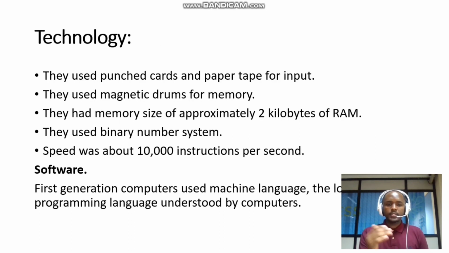Then this slide talks about the technology part of the first generation computers. They used punched cards and paper tapes for input. They used magnetic drums. They had a memory size of approximately 2 kilobytes of RAM. They used the binary number system. Speed was about 10,000 instructions per second. Then the software of the first generation computers: they used machine language, the lowest level programming language understood by computers.